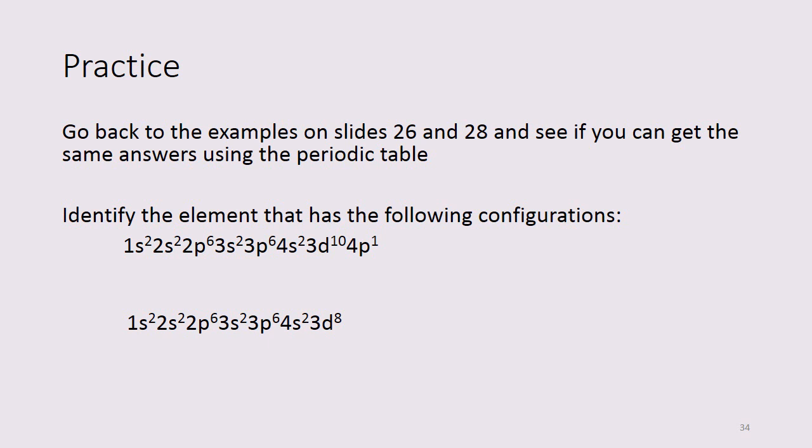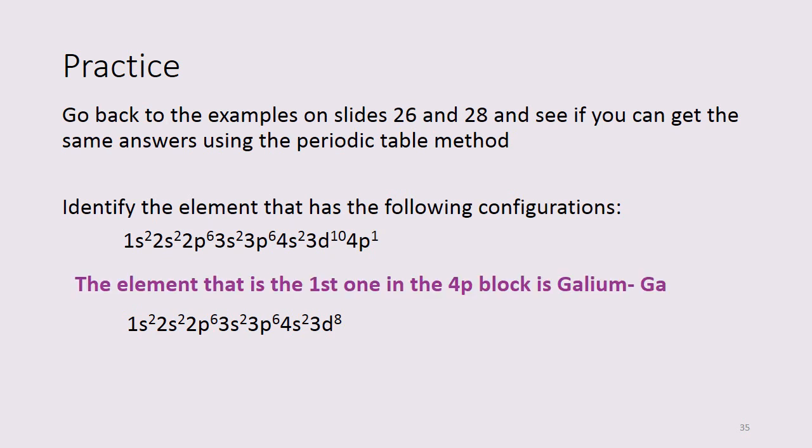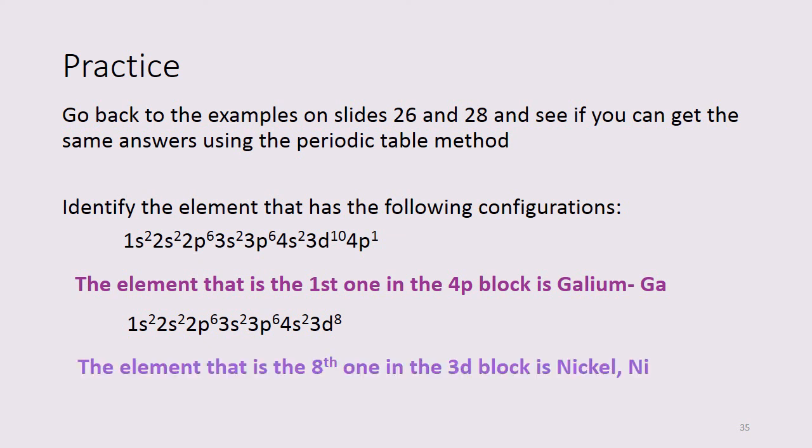All right, let's identify the elements that have the following configuration. That first one should be ending with 4p1. That would be gallium. All right, and then the next one, if it ends with 3d8, if you look in the 3d's, that'd be element 21, 22, 23, 24, 25, 26, 27, 28. That should be nickel.